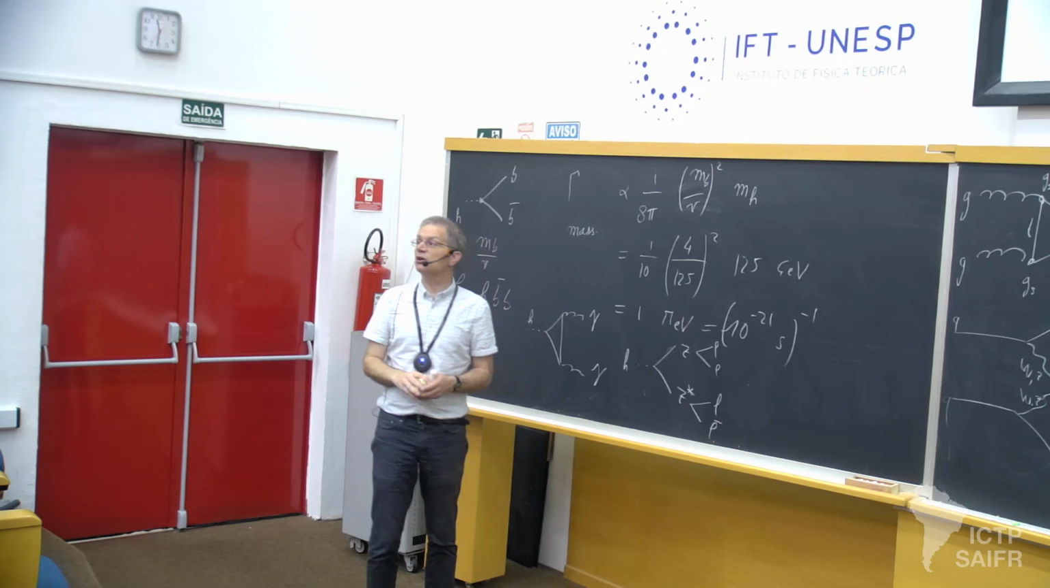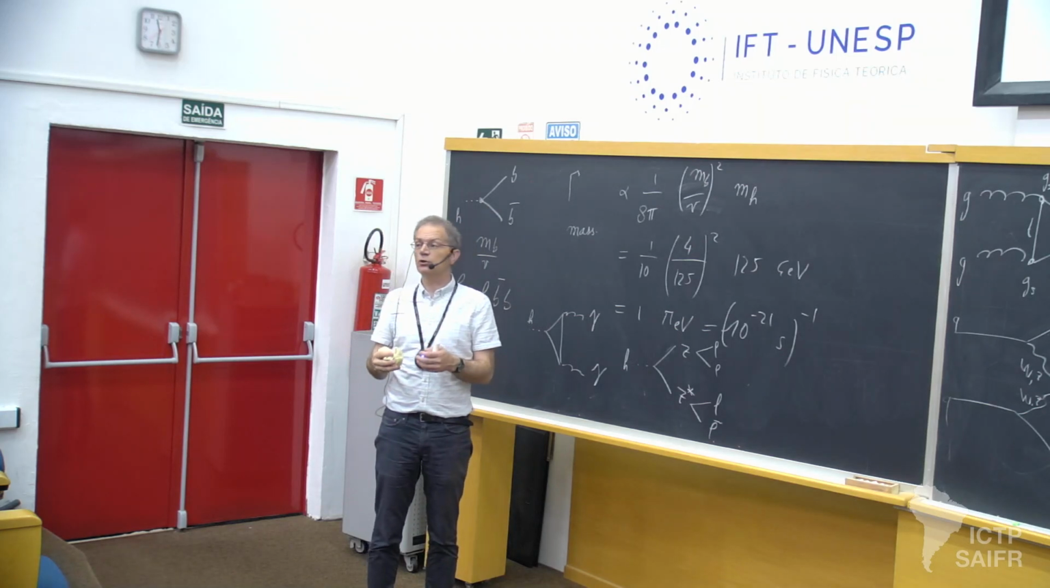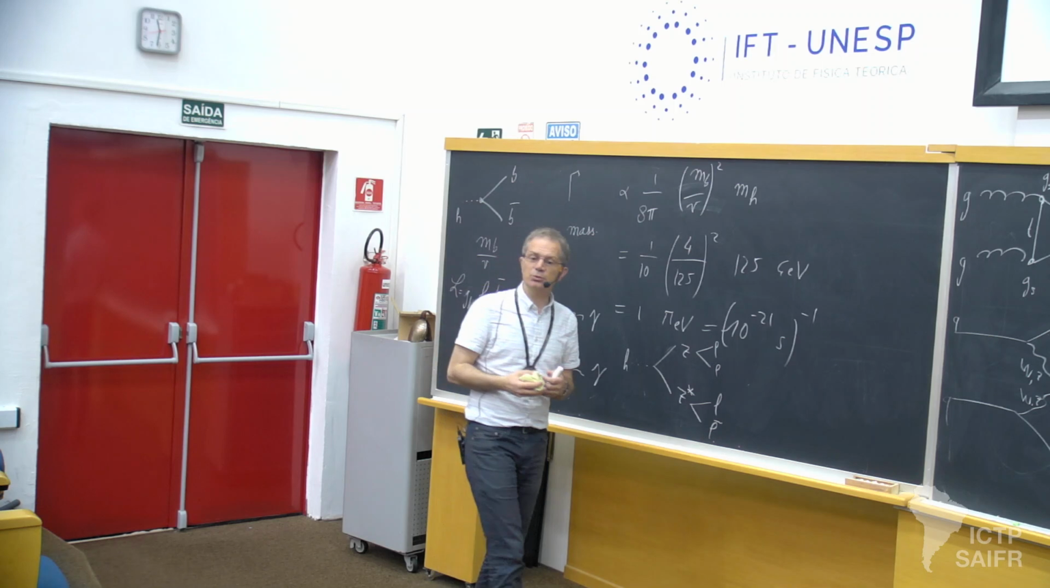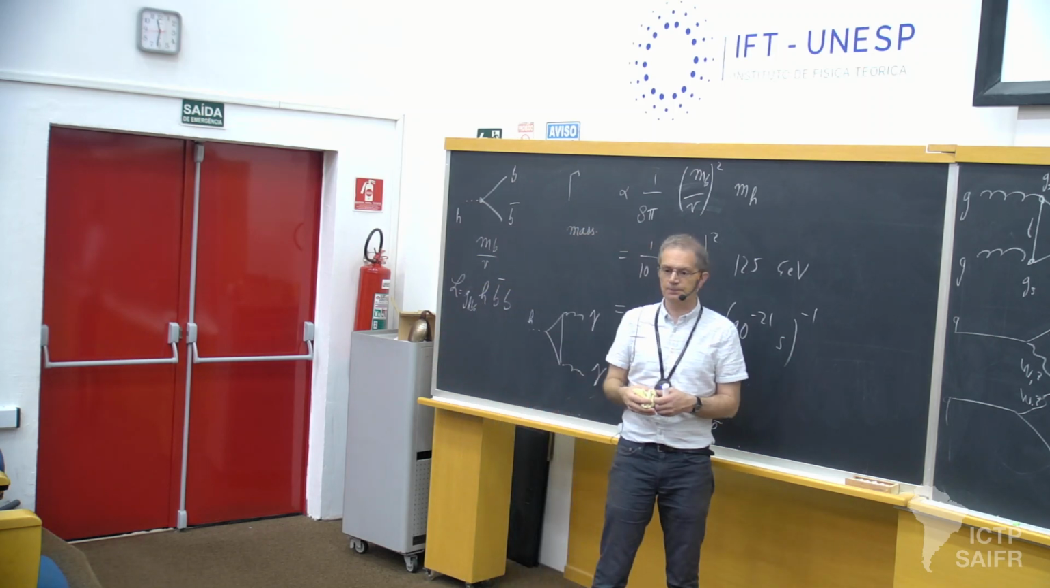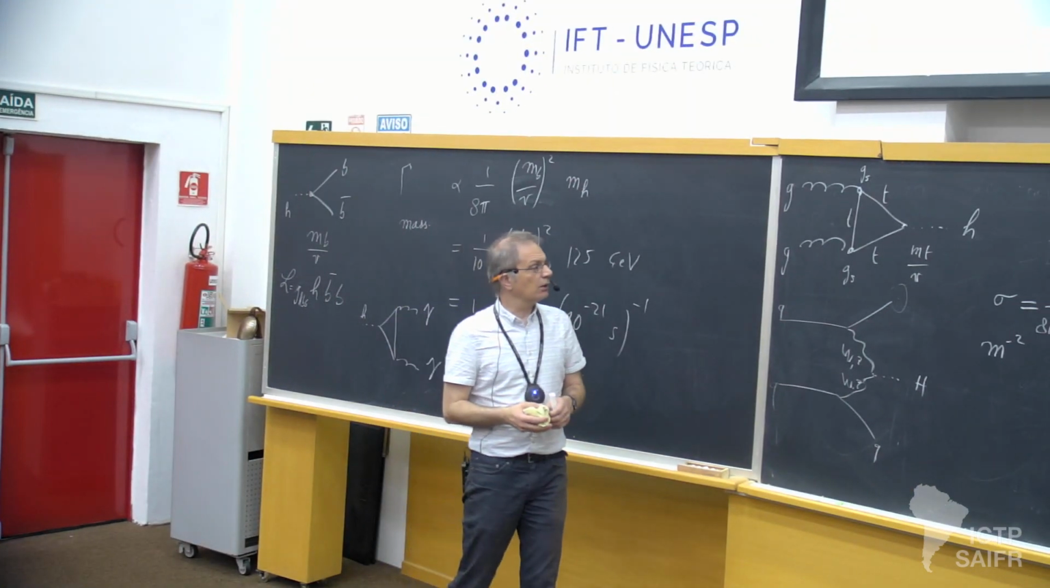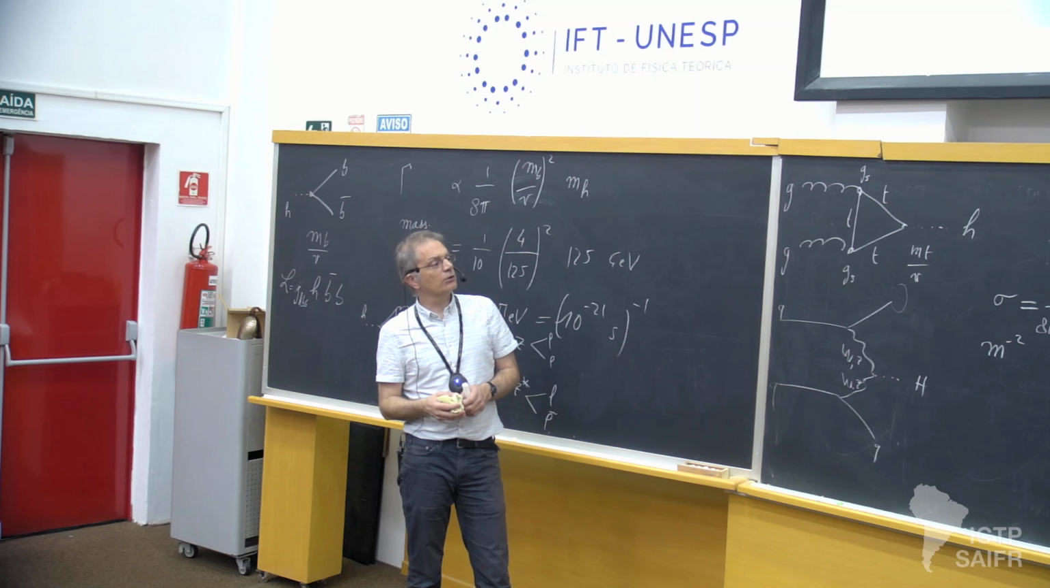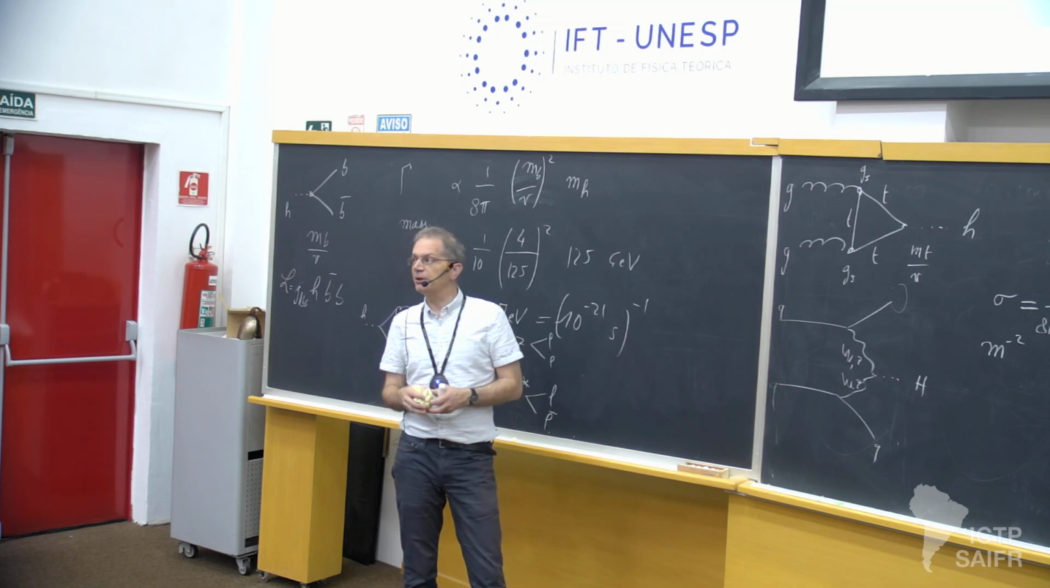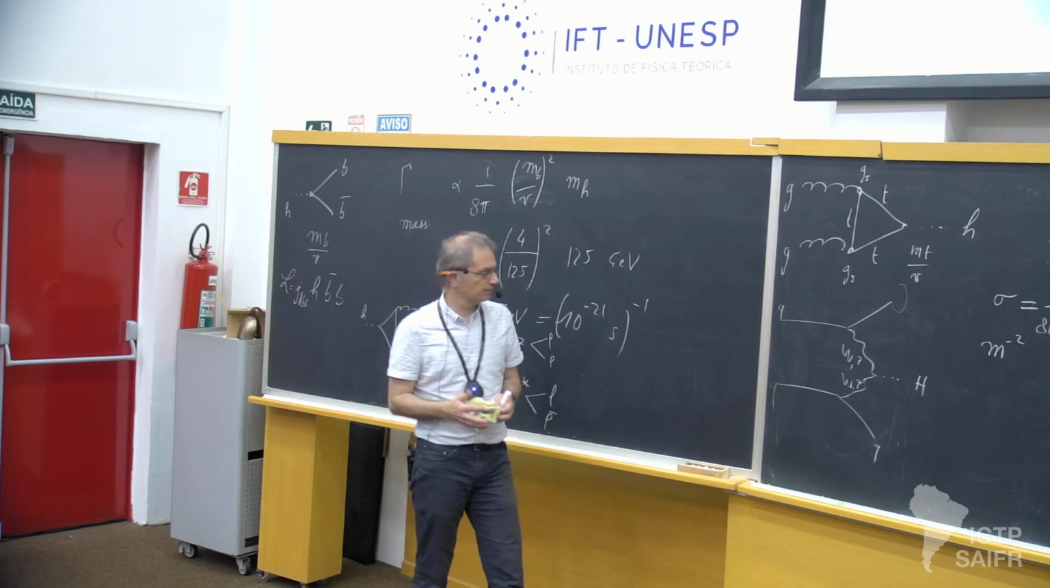But actually, that's not exactly the global structure of the standard model. There is an additional symmetry, which we call custodial symmetry. And that's an important symmetry, in particular to understand the spectrum of the gauge bosons.